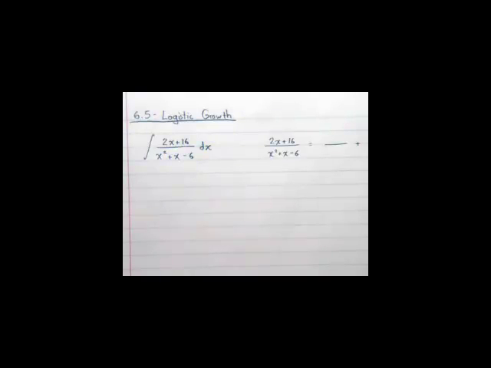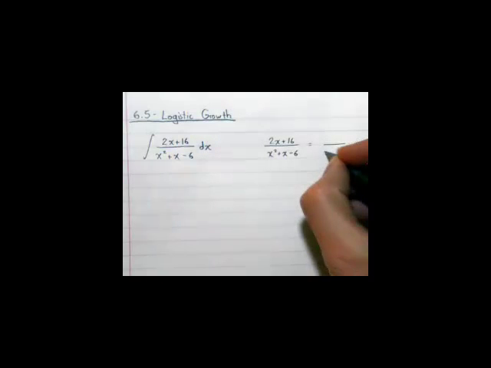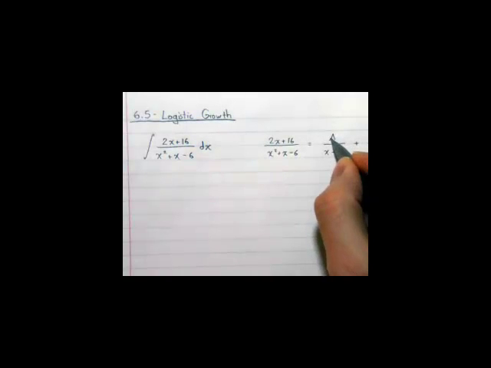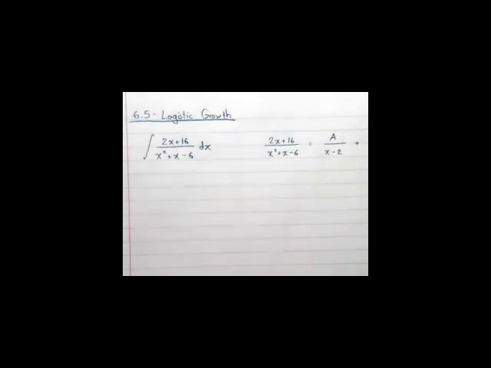Okay, so what two factors make up x squared plus x minus 6? Got to multiply to negative 6 and add to 1. All right, negative 2 and 3. And there's going to be some kind of numerator for this one and some kind of numerator for that one. And for now, we'll just call them a and b. And we've got to figure out what those are.